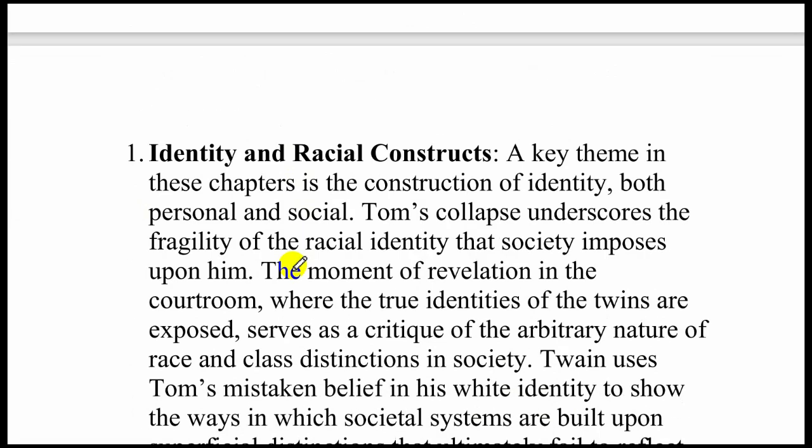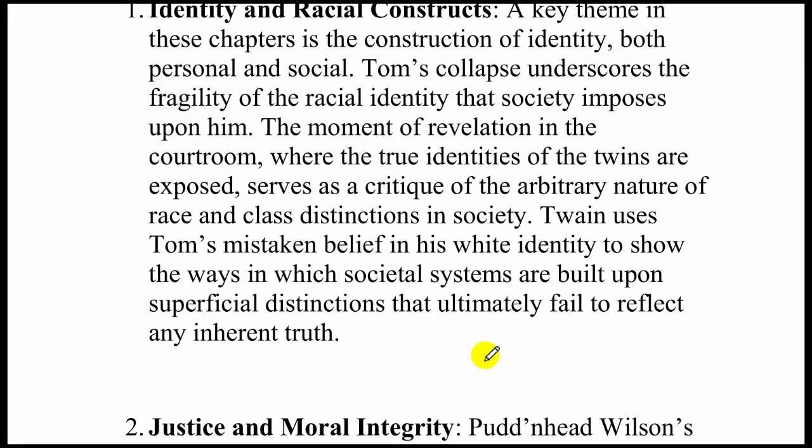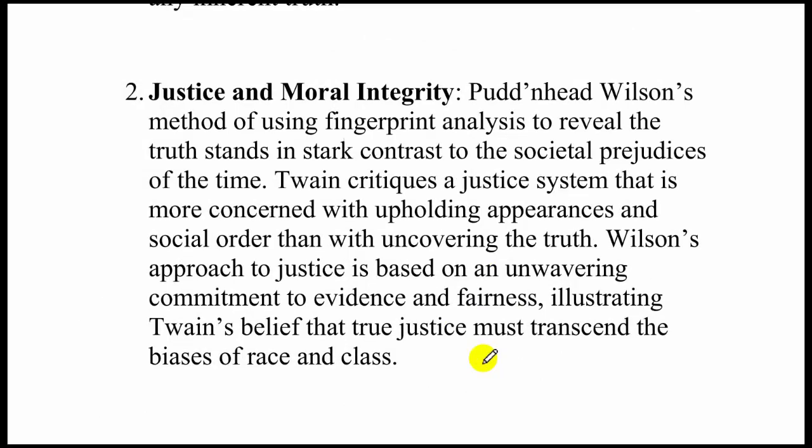Thematic analysis. Identity and racial constructs. A key theme in these chapters is the construction of identity, both personal and social. Tom's collapse underscores the fragility of the racial identity that society imposes upon him. The moment of revelation in the courtroom, where the true identities of the twins are exposed, serves as a critique of the arbitrary nature of race and class distinctions in society. Twain uses Tom's mistaken belief in his white identity to show the ways in which societal systems are built upon superficial distinctions that ultimately fail to reflect any inherent truth, justice, and moral integrity.